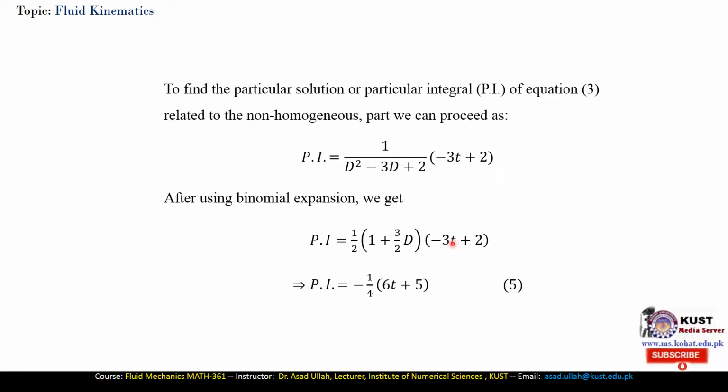After simplification, we get equation number 5. Before equation number 5, in this step, we use the binomial expansion up to first order, because second order and higher order polynomials in D will annihilate minus 3t plus 2 and give 0. So we expand this polynomial up to first order, and after applying this operator on minus 3t plus 2 and simplifying, we get minus 1 over 4 into (6t plus 5).